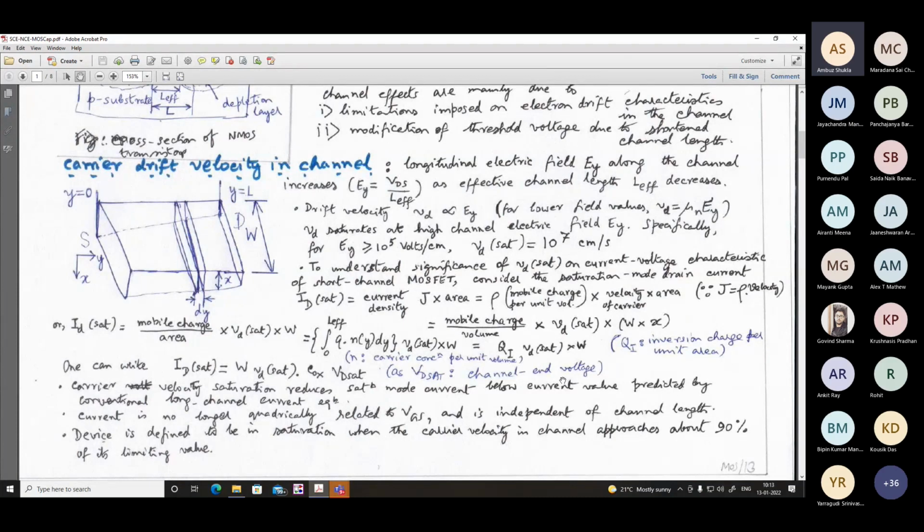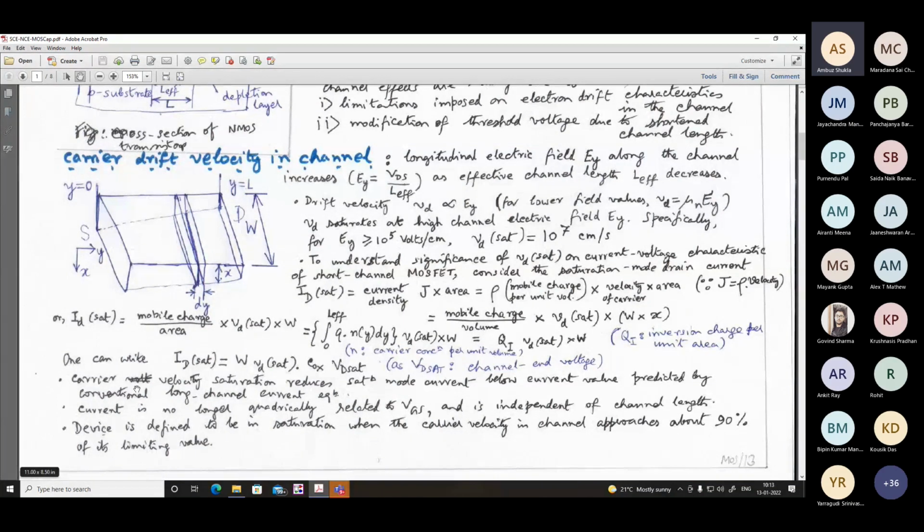So carrier velocity saturation reduces the saturation mode current, so it will be below the current value predicted by the conventional long channel current equation. In fact, it has been found experimentally that current is no longer quadratically related to VGS. We shall have a detailed derivation of this after a few classes.